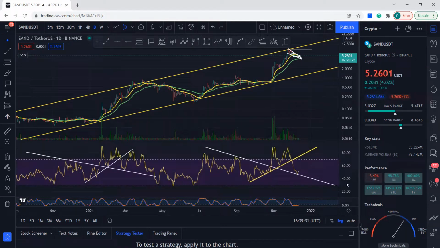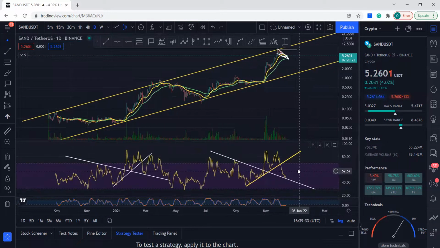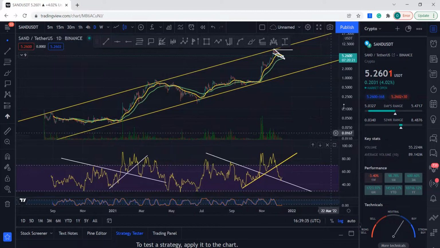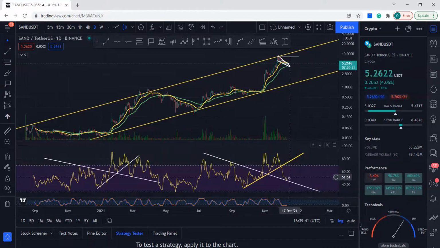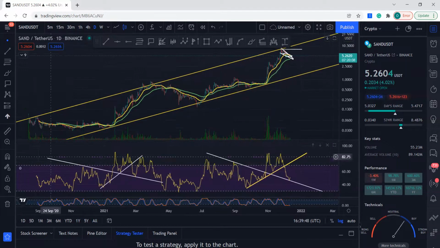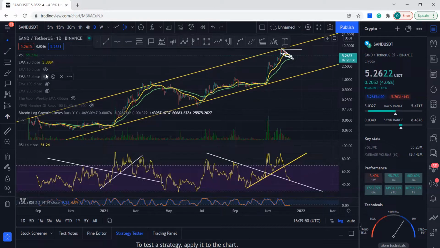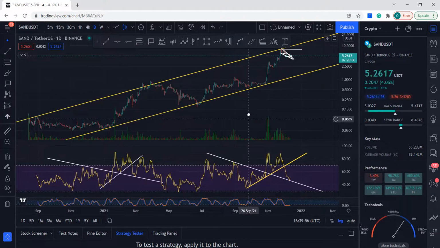Now in the RSI, I mean, it looks bullish. Okay, I'll put it this way. I mean, the volume is falling at the moment, but in the RSI, I still think that it can go towards the upside. Why do I say that? Okay, now let me show you why.